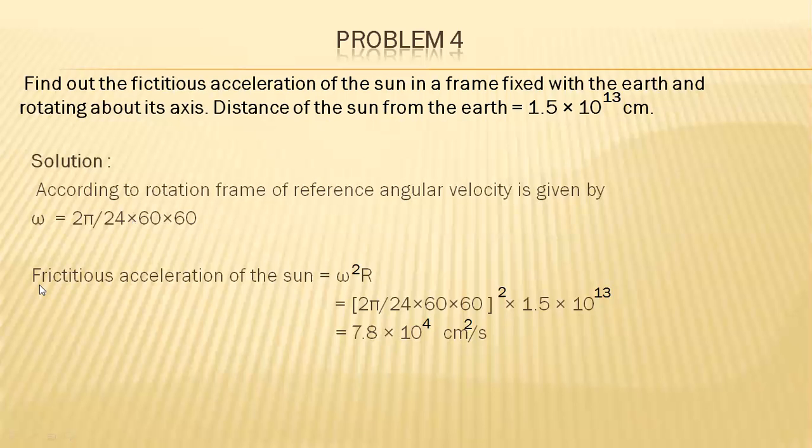You know the expression for fictitious acceleration: the fictitious acceleration of the sun is omega square into r, where r is given as 1.5 × 10^13. Therefore, substitute the value of omega, 2 pi over (24 × 60 × 60), its square into r, 1.5 × 10^13. If you solve this equation, you get 7.8 × 10^4 centimeter per second square. So this is the fictitious acceleration of the sun.